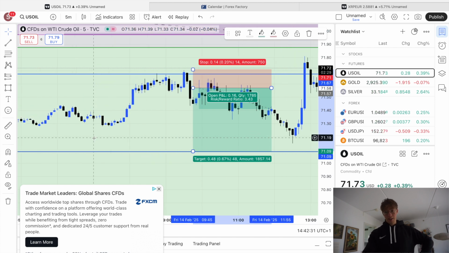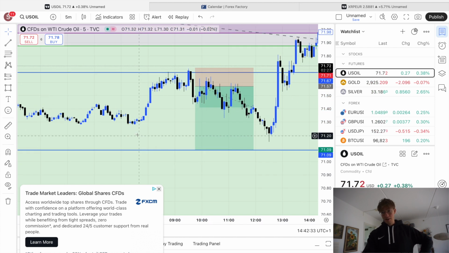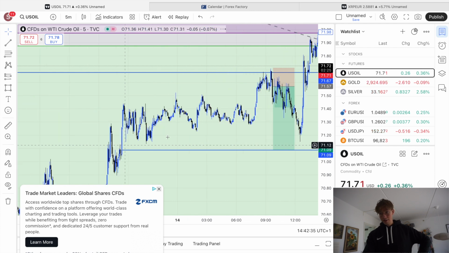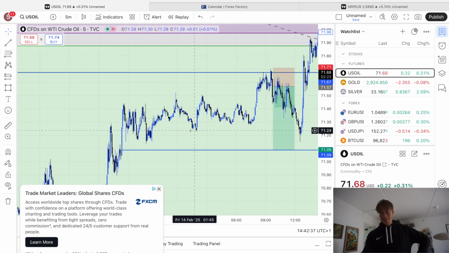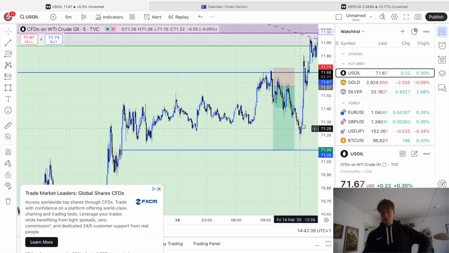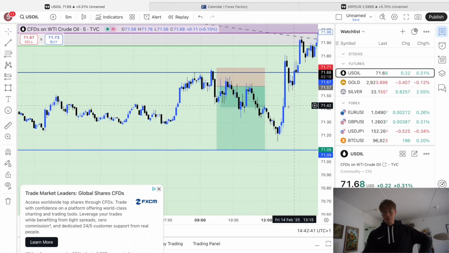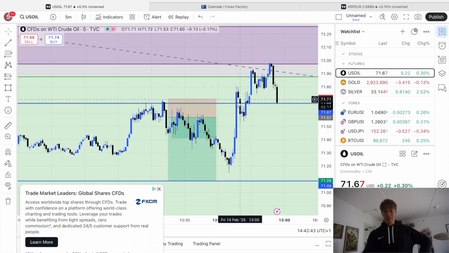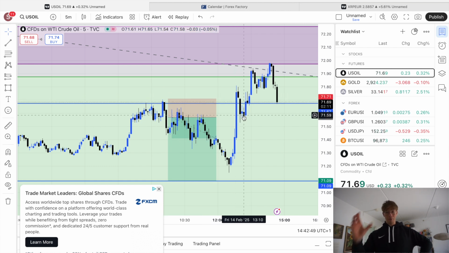Because now we actually could have taken a long off of sweeping these: liquidity sweep, break of structure. We could do that. I considered it when we were here, we took out these highs and then a break of structure, but that would have been a revenge trade.